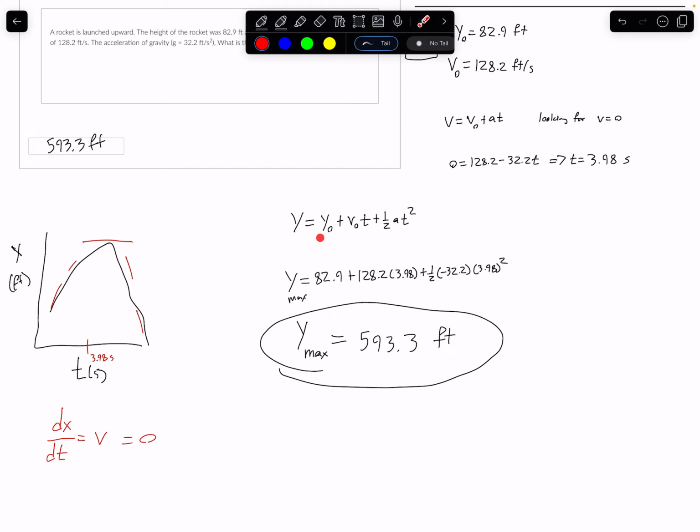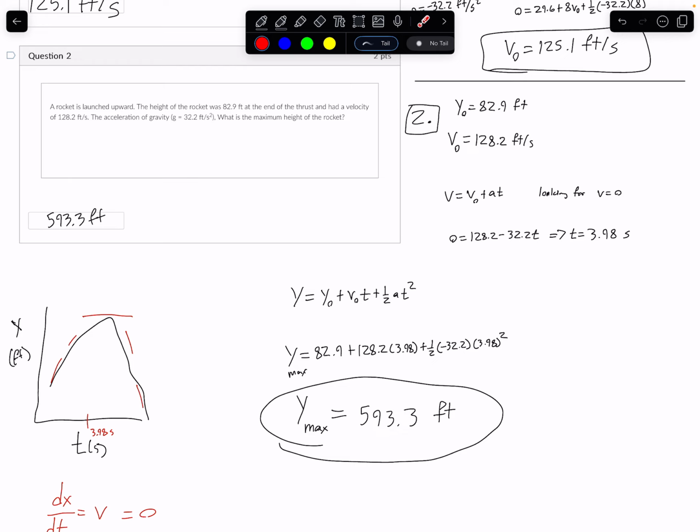Then we can plug that over into this kinematic equation. Same as before, we have the initial height, initial velocity, the time, then the acceleration, and of course the time. So at that point, it is just plug and chug. And I will double check that to make sure that everything is correct. 128.2, yeah, times 3.98. Plus 82.9.